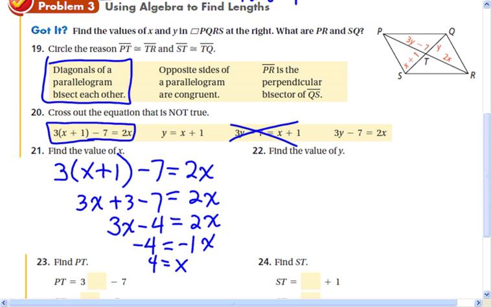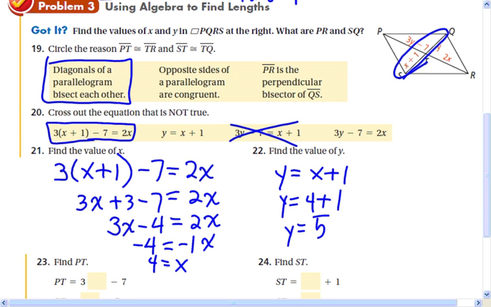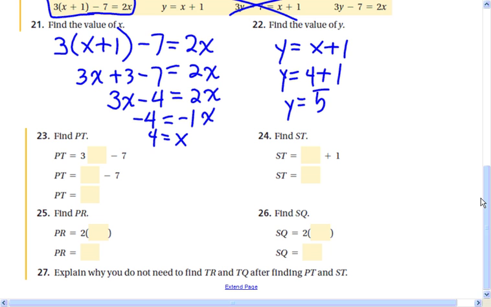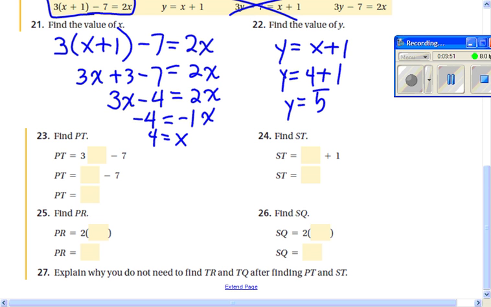Okay, and I also know that y is equal to x plus 1 from this. And so y is equal to 4 plus 1, substituting the value of x I just found, so y is equal to 5. And now I can find my values, PT and ST and PR and SQ. You can check back for the answer.